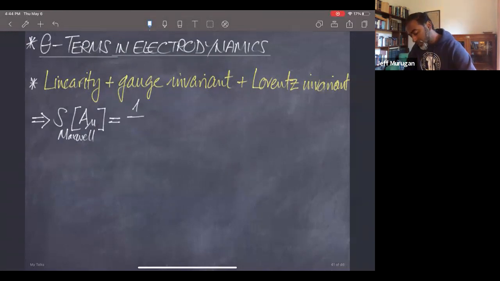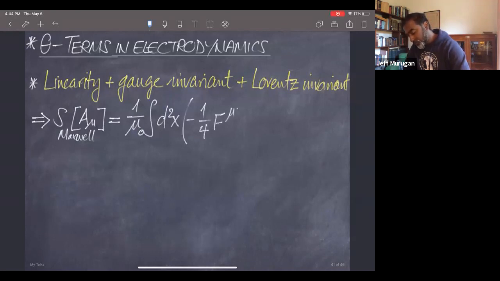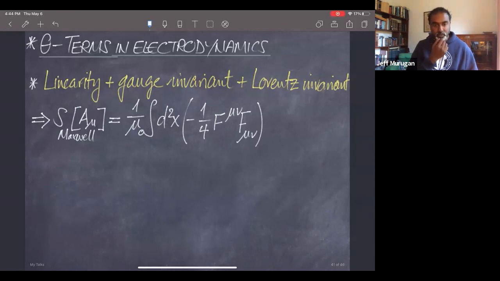And in some system of units, the action looks like minus a quarter F mu nu F mu nu. So this may be familiar to pretty much everybody in this room, at least. And it's just the Maxwell action. The 1 over mu naught is the permittivity of free space. It's a particular unit convention.